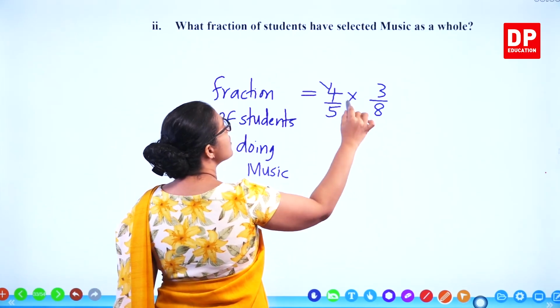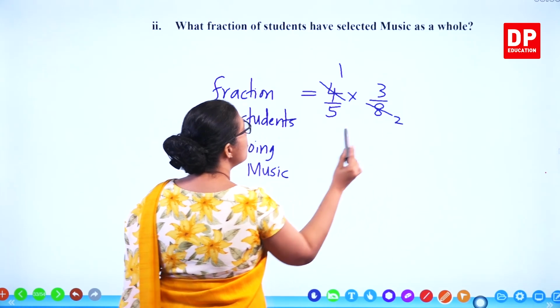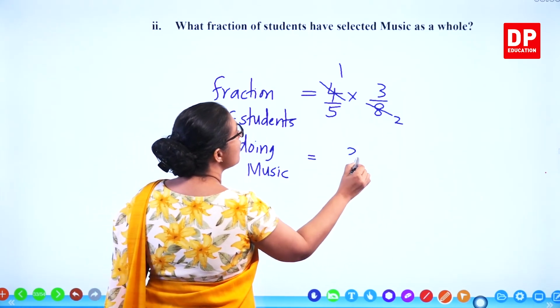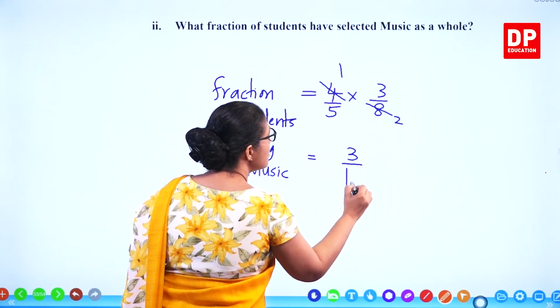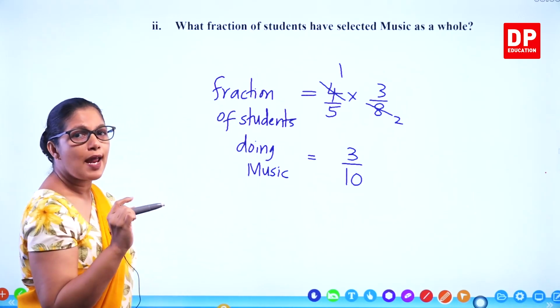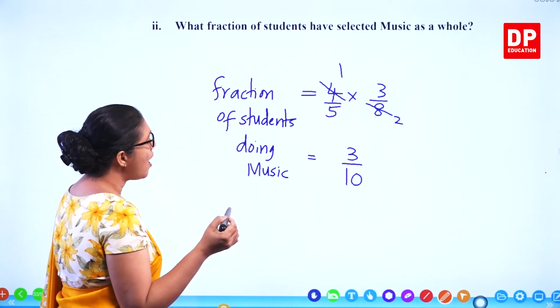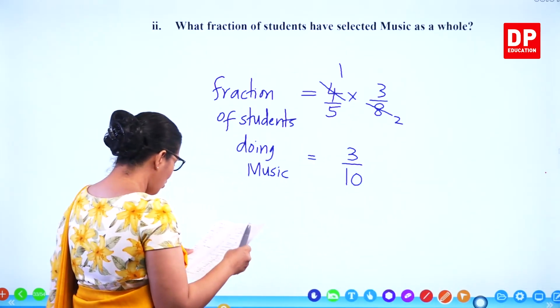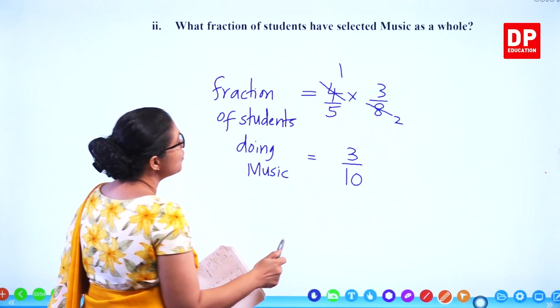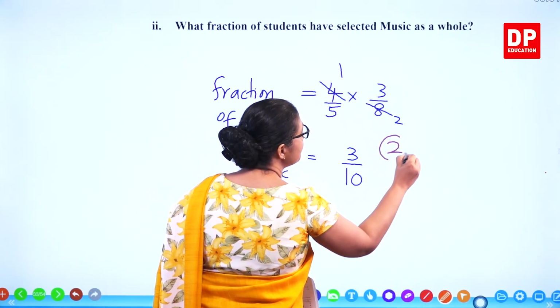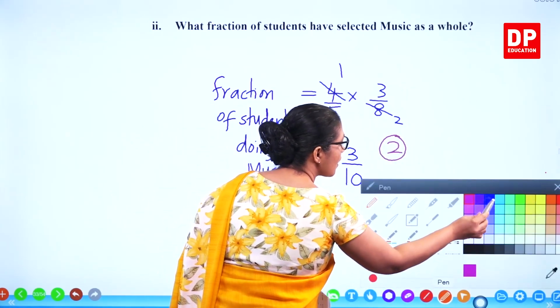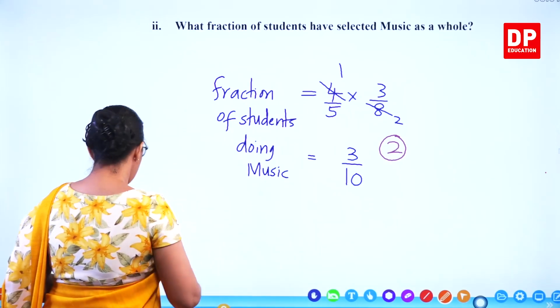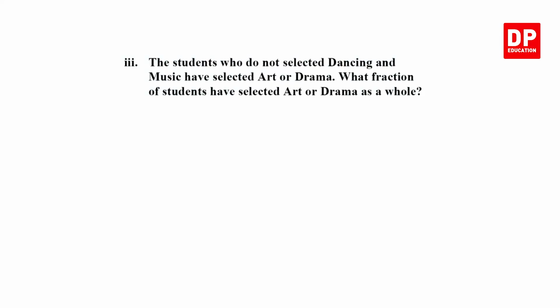So here 4 times 1, 4 times 2, then you get 3 over 5 times 2, 10. 3 over 10 parts. So how many marks for this question? You get, according to the marking scheme, 2 marks for this. Take the next one. Part 3.